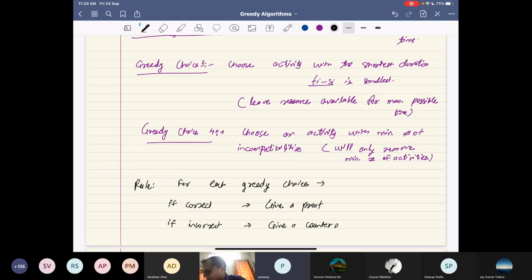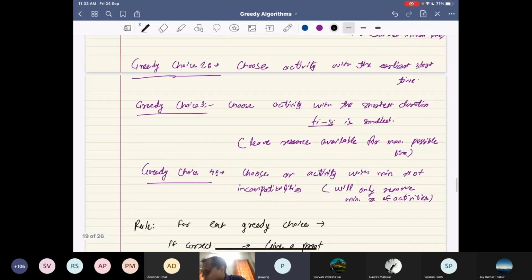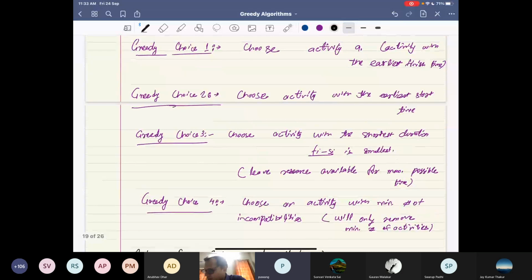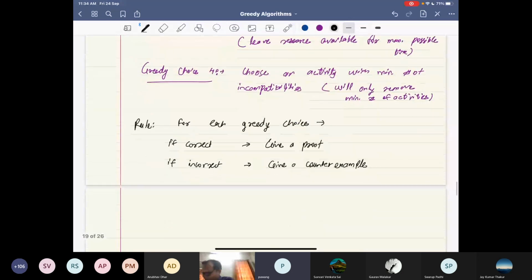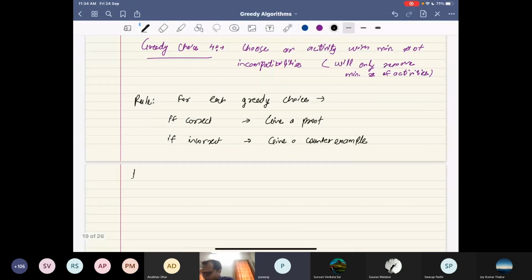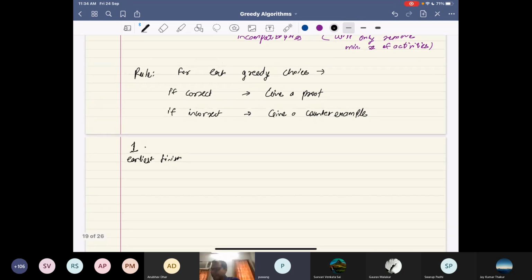So now, people who found greedy choice 2 and 3, 4 is me. Can you find a counter example for 1? A counter example means you will give me one set of activities where you use greedy choice 1 and it will not give you an optimal solution. Okay, I think we remembered the choices. So 1 is the earliest finish time. Can anybody find a counter example for this?